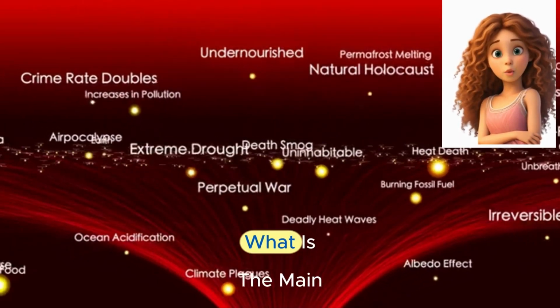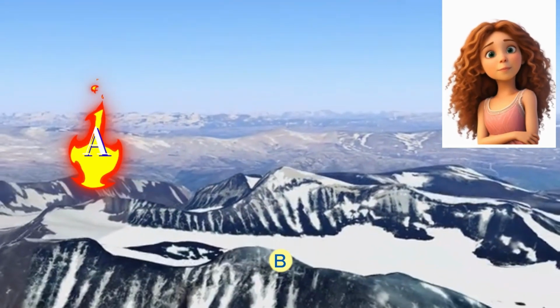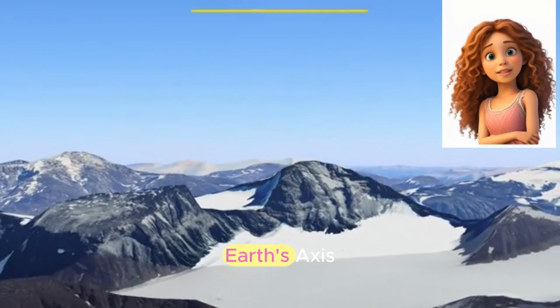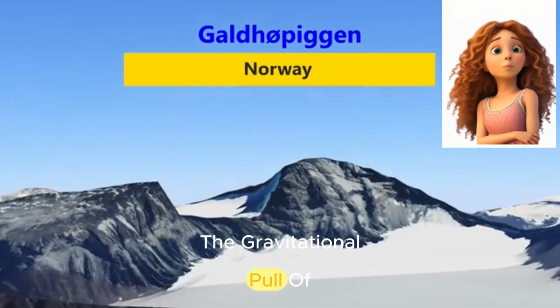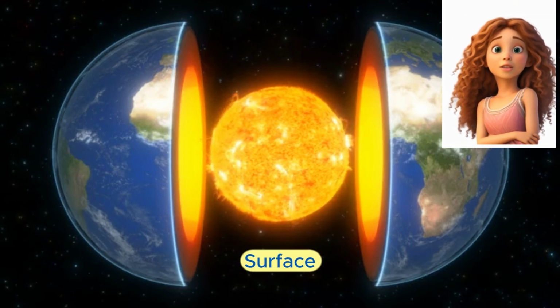Question number 8. What is the main cause of wind? A. The rotation of the Earth. B. The uneven heating of the Earth's surface. C. The tilt of the Earth's axis. D. The gravitational pull of the moon. The correct answer is B. The uneven heating of the Earth's surface.